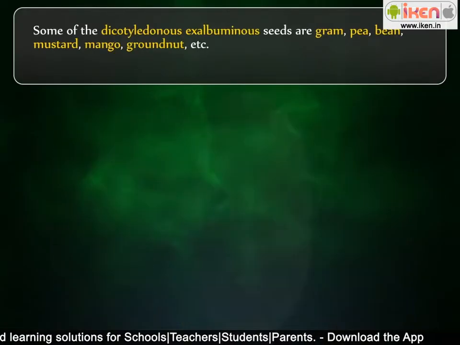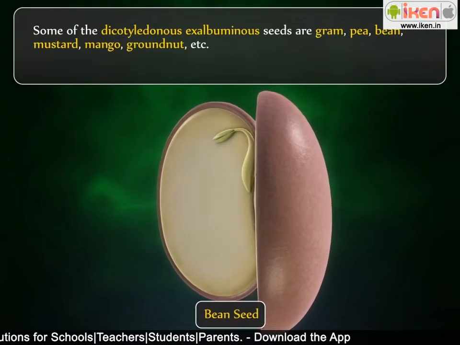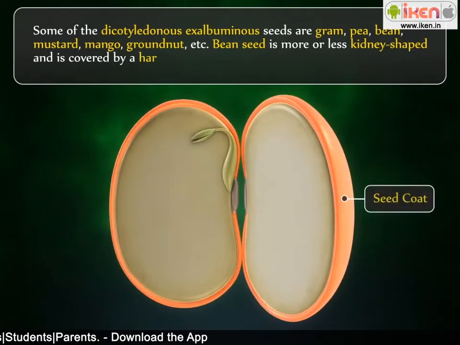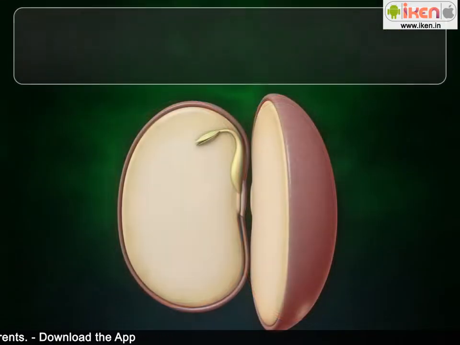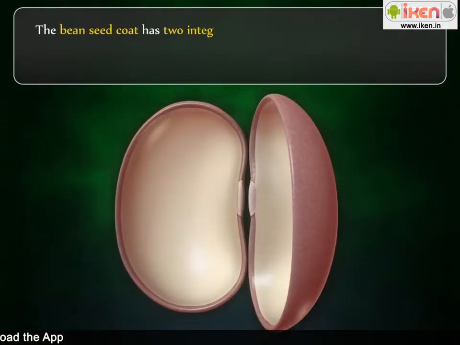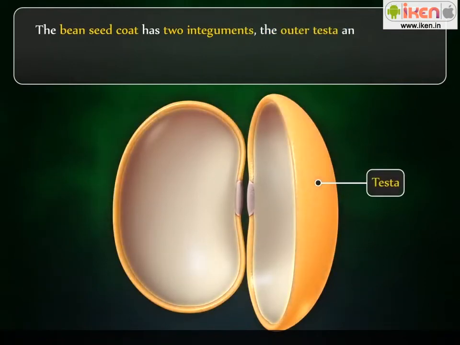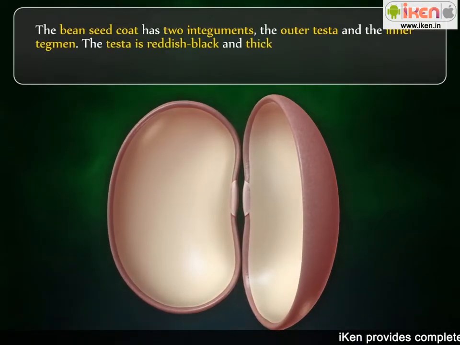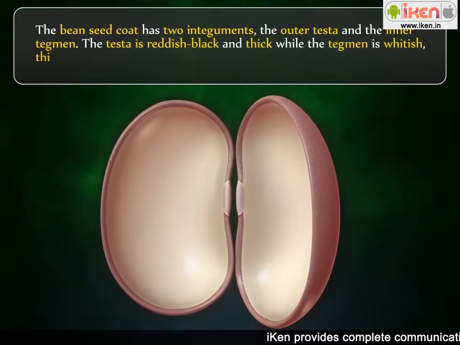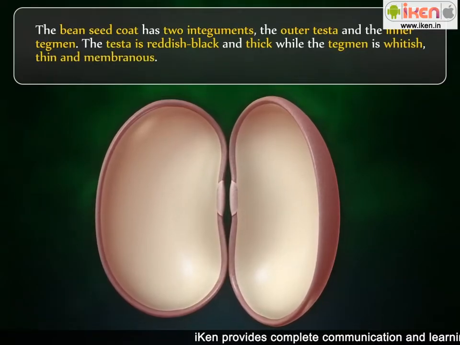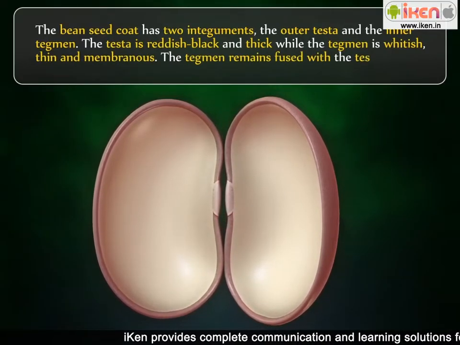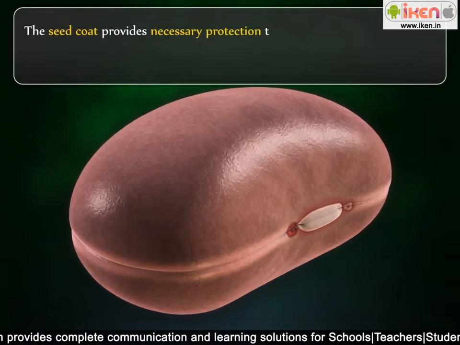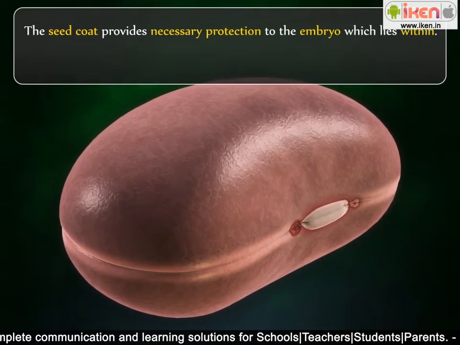Let us take the example of a bean seed. A bean seed is more or less kidney-shaped and is covered by a hard seed coat. The bean seed coat has two integuments, the outer testa and the inner tegmen. The testa is reddish-black and thick, while the tegmen is whitish-thin and membranous. The tegmen remains fused with the testa. The seed coat provides necessary protection to the embryo which lies within.